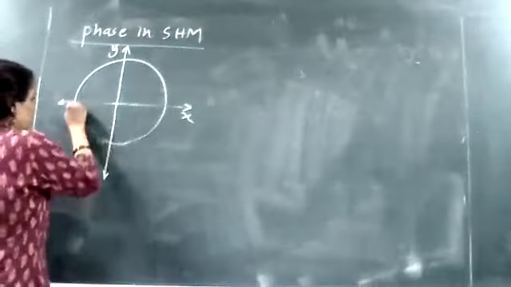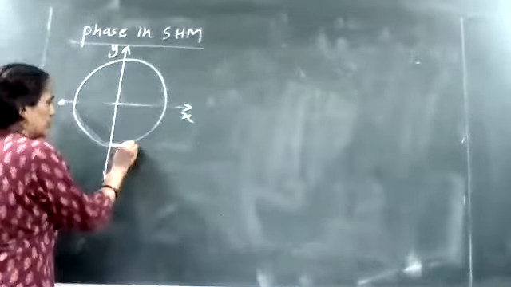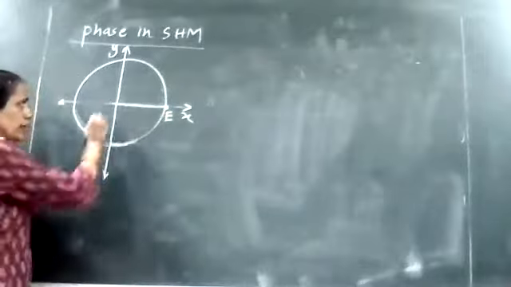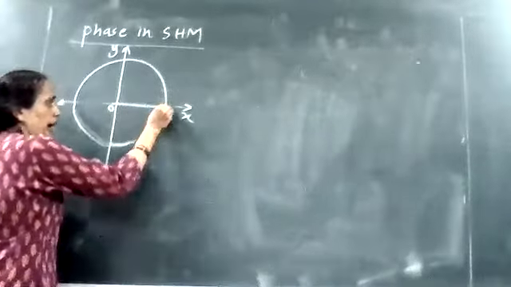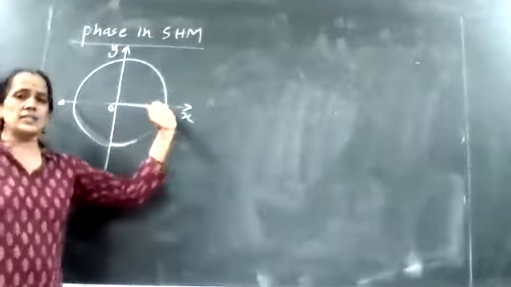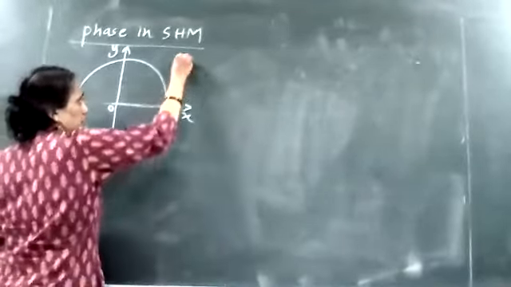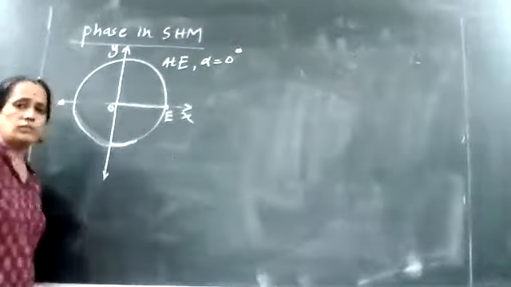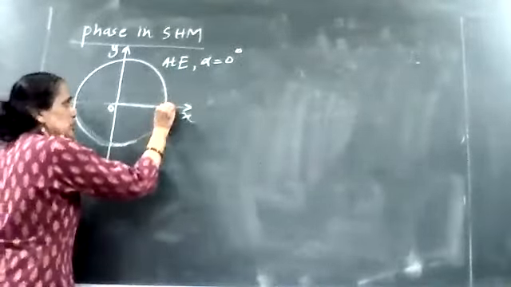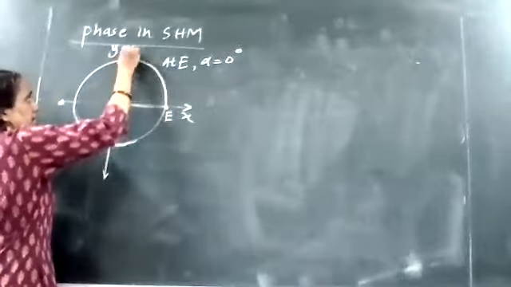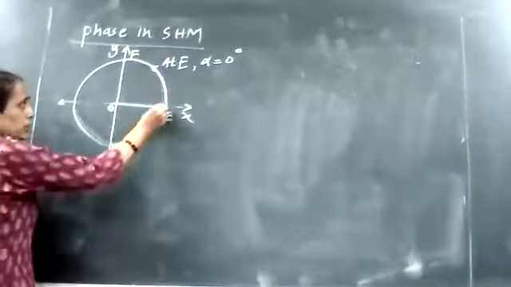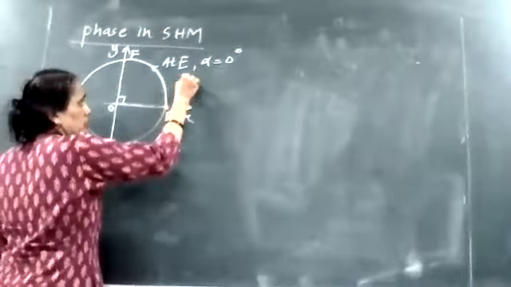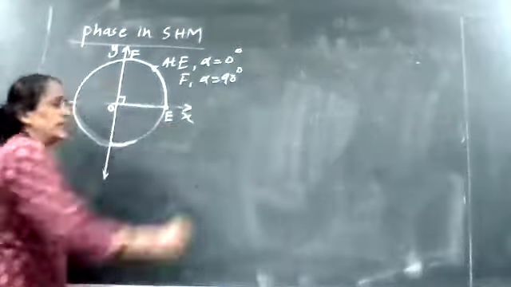Now I can say that when your particle is at point E, at that time the particle is along the horizontal axis. So the motion has started from the horizontal axis. So at point E, I can say that your phase angle alpha is equal to 0 degrees, the initial phase angle. When your particle is moving from E to the y-axis, that is at point F, E to F means the corresponding angular displacement is 90 degrees. So at point F, your phase angle is nothing but 90 degrees.